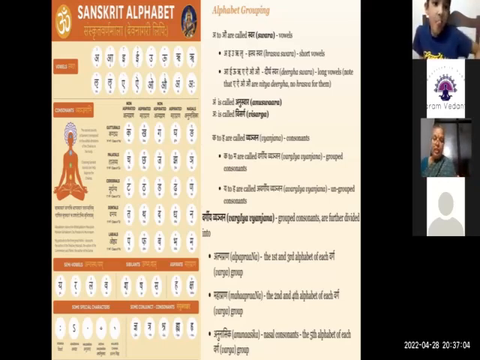Then the avagraha chinha, in the example in this chapter, what you see is atha dvadashodhyayaha. Dvadashaha adhyayaha.